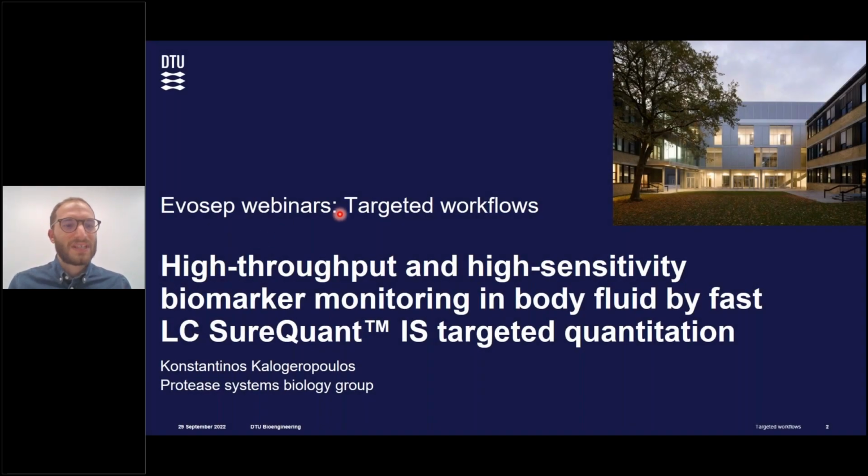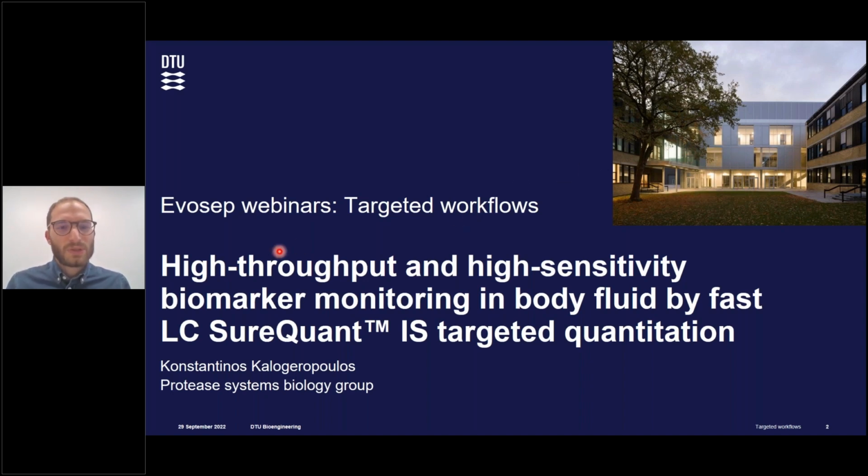I'm Konstantinos, and I'm working at DTU Bioengineering in the Protein Systems Biology group under the supervision of Professor Ulrich auf dem Keller. And here you can see where we're located. I mean, this photo is old, so that's why all the lights are on.